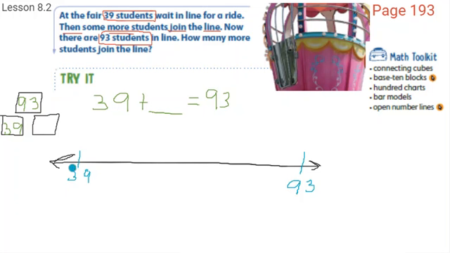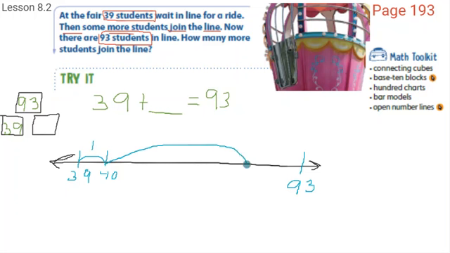Again, 39, and I want to add 1. I'll make a bigger jump because I have 3 tens and 9 ones. I add one more 1, put that up here, and that makes it 40. Now I have to make a big jump. I have 4 tens, and over here 93 has 9 tens. If I have 4 tens and want to make 9 tens, 4 tens plus 5 tens is equal to 9 tens.